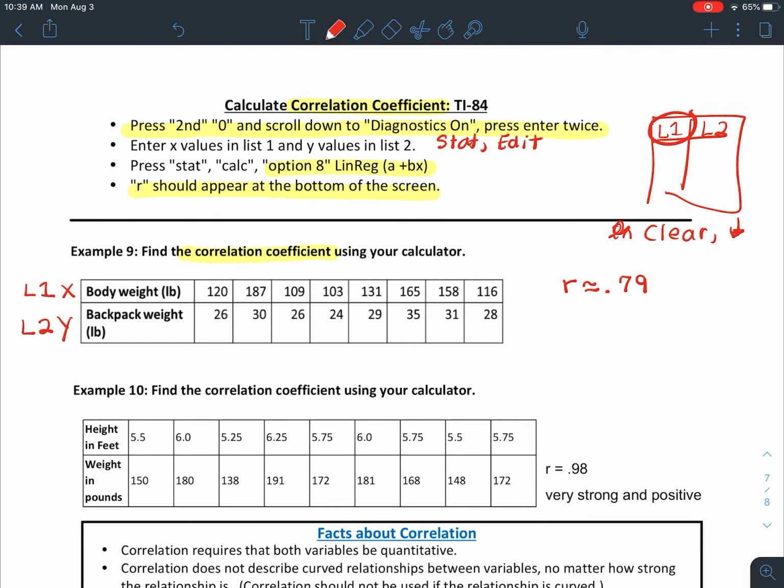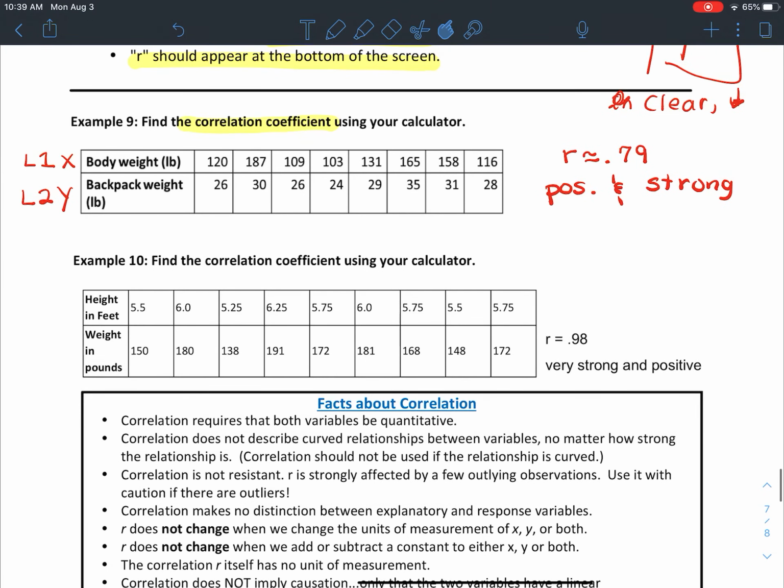If you run that, you can pause the video if you want to run it and try it on your own. The R value should be 0.79. Remember, this does not tell you anything about the form. We don't know if it's linear or nonlinear unless we actually look at the scatter plot. But what the R value does tell us is that the correlation is positive, and we could call this strong. It would be okay if you wanted to call it moderately strong.